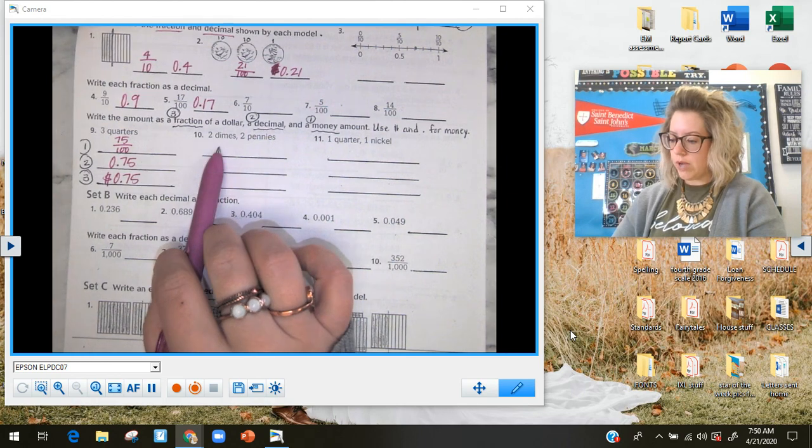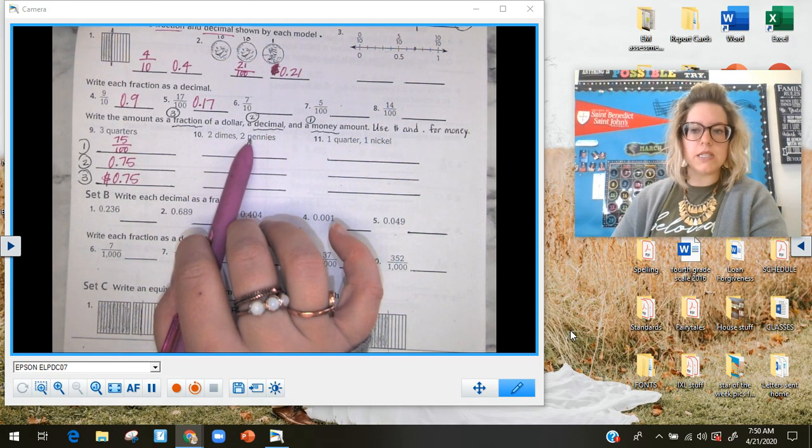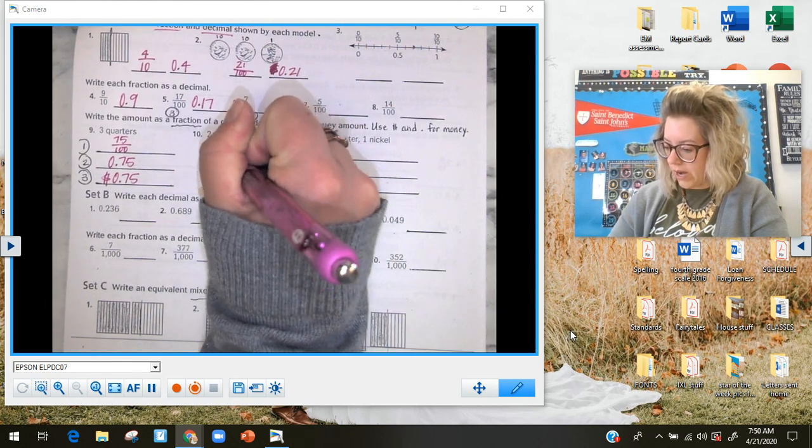Okay. 2 dimes and 2 pennies. Okay. So 2 dimes is 20 cents. 2 pennies is 2 cents. So 22 cents. 22 over 100 would be how I do it as a fraction.